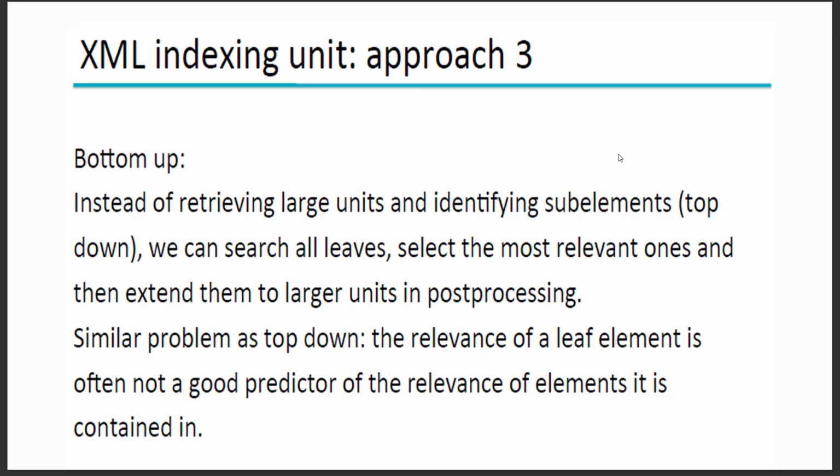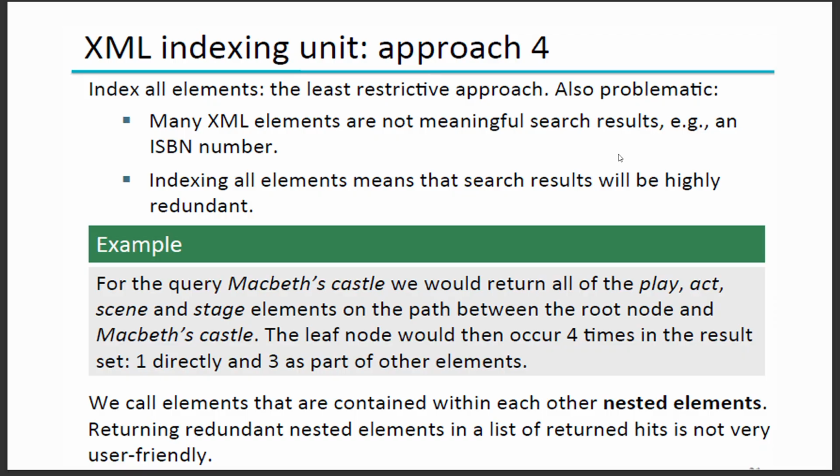Now coming to bottom up. Bottom up means start from the leaf node, evaluate and group the elements, and go towards the root node. That is indexing unit approach three. Now coming to all: index all elements. That is the least restrictive approach. Also problematic. The XML elements are not all meaningful search results. Indexing all elements might be redundant. When we have nested elements, returning redundant nested elements is not user friendly.